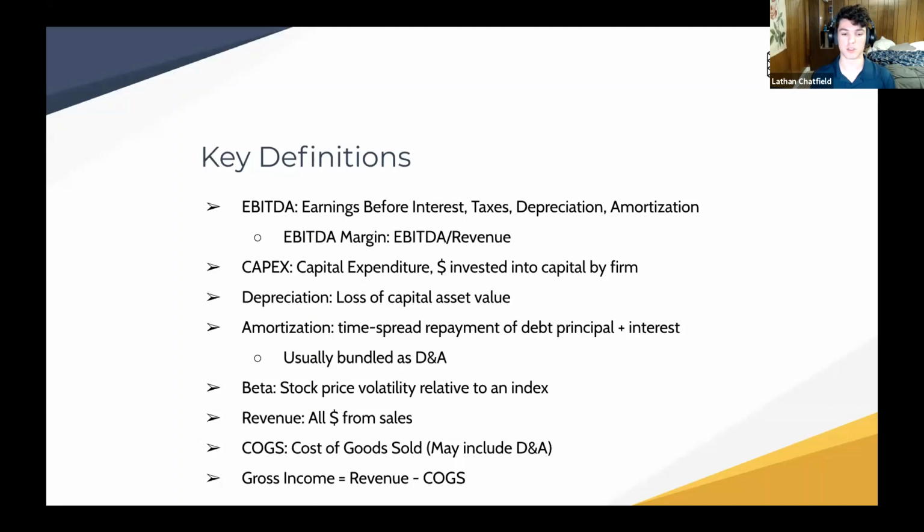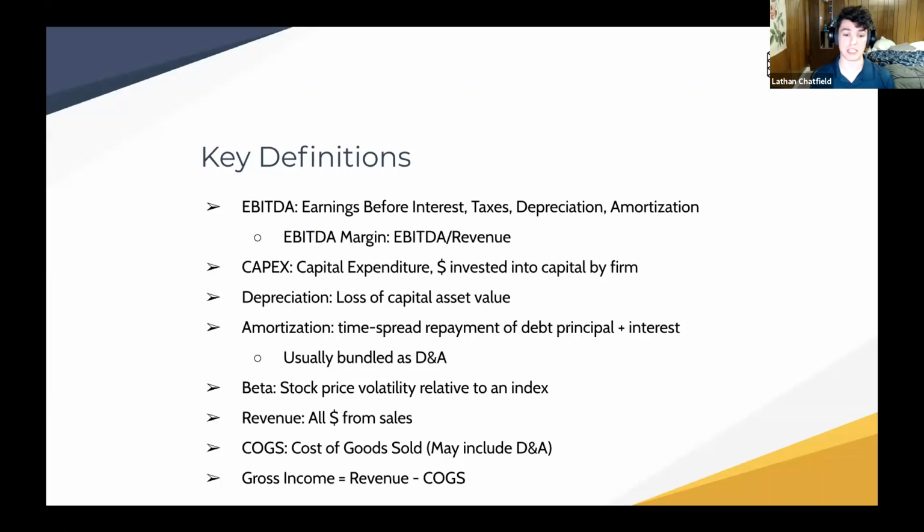Beta refers to the volatility of the stock price relative to something else, usually an index, often the S&P 500. If the beta is above 1, that means the stock price moves at a greater magnitude than the index. If it's below 1, it moves at some fraction of the index movement.